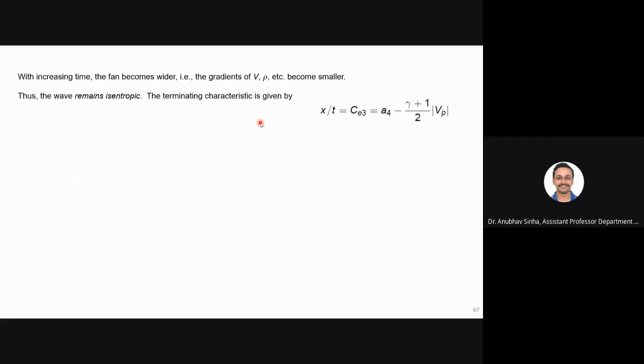Moving on, with increasing time, as I said, this fan becomes wider. Okay. Wider means the gradient of velocity and density will become smaller. And generally, it is a good approximation or assumption if I say that these waves are isentropic. Okay. And the terminating characteristic, that will be x by t, will be given by A4 minus (gamma plus 1)/2 times V. So this is the terminating last one. It is given by, instead of V, you will write Vp, speed of piston.